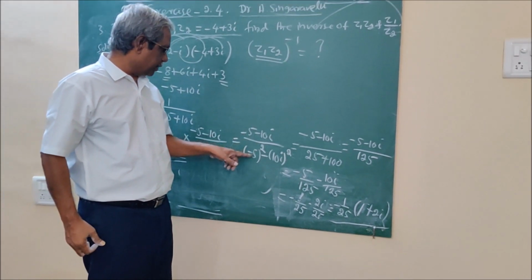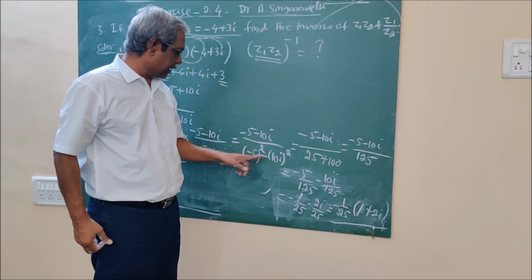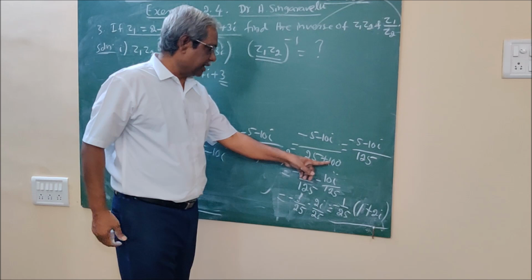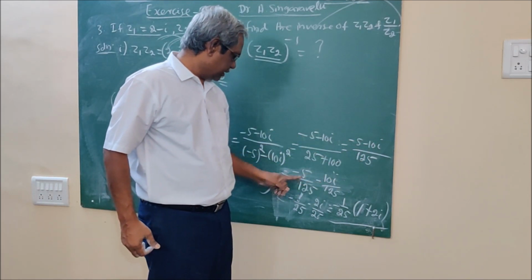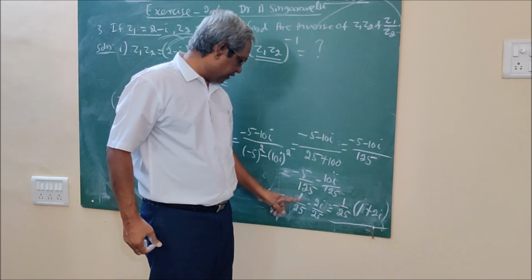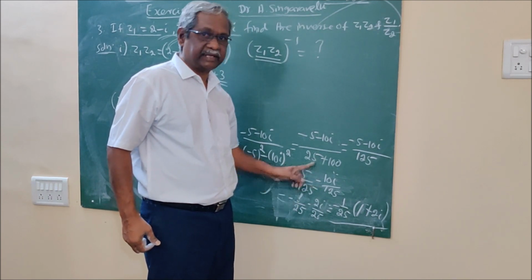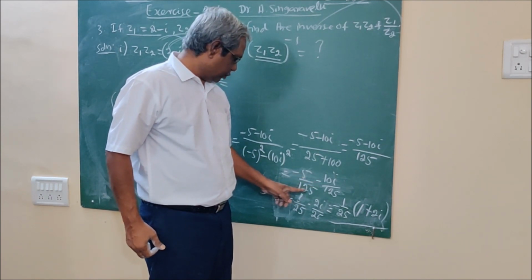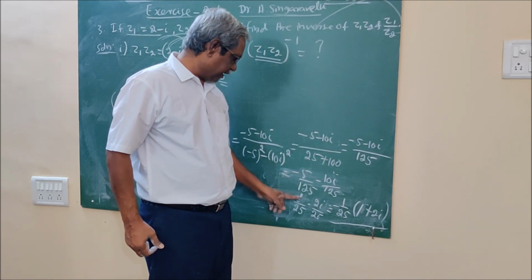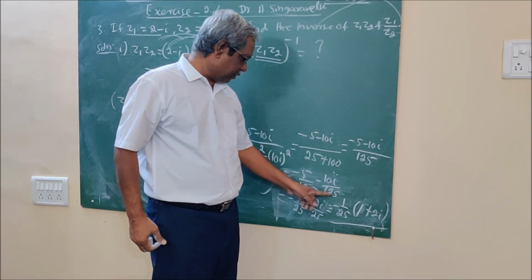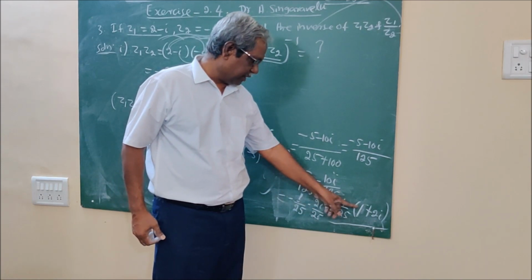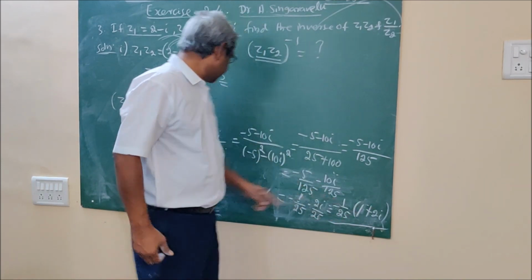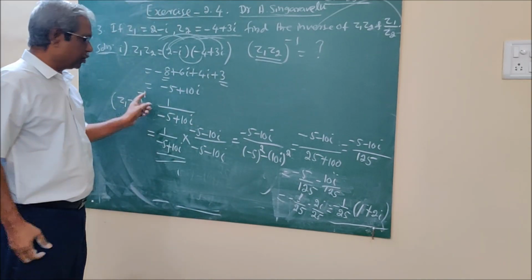Right? By a square minus b square, 25 plus 100, minus 5 minus 10i by 125. Minus 5 by 125 is 1 by 25, by cancelling this by 5. 25 5s are 125, 1 5. 2 5s are 10, 25. So take minus 1 by 25 common outside, so 1 plus 2i. This is z1 by z2 whole power minus 1.